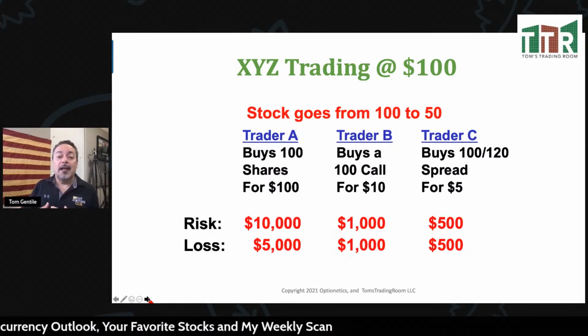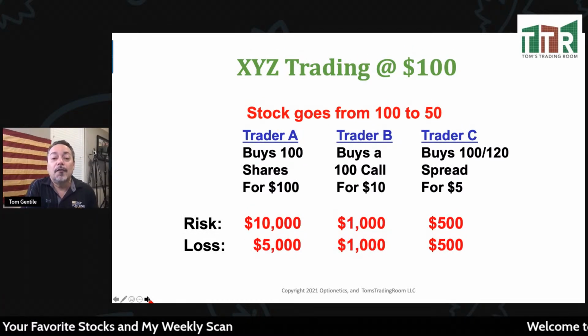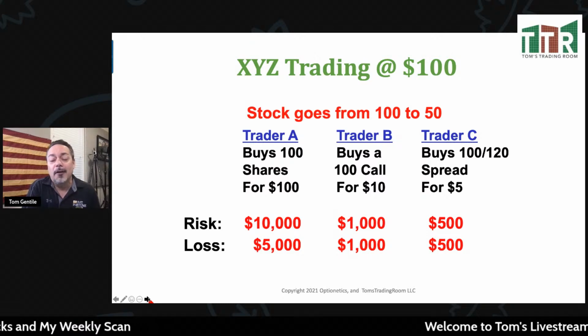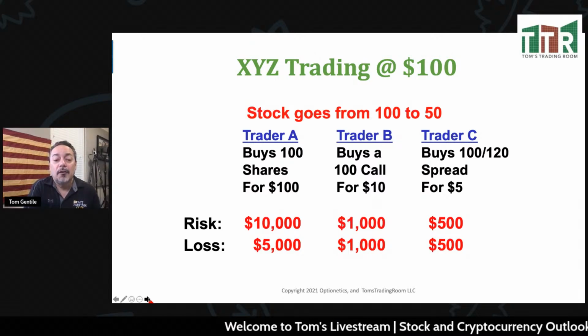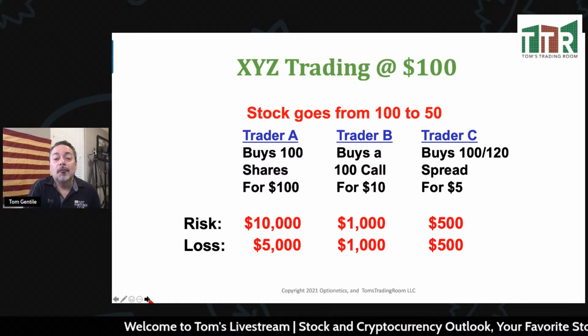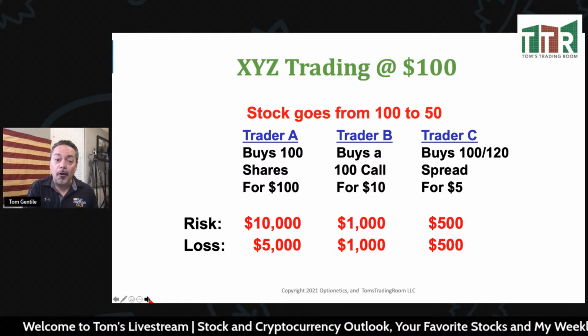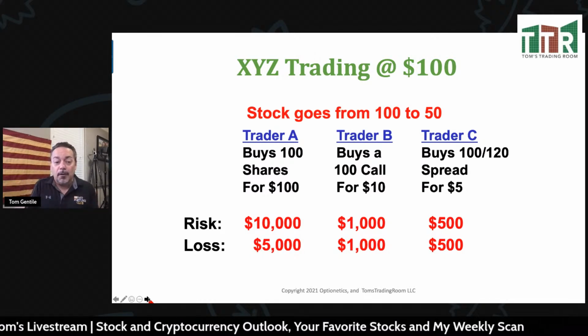What if the stock goes against you? I already gave you an idea. If the stock goes to 50, what happens? All of these traders lose money. The stock trader is going to be down 50%. The option traders, both the call trader and the call spread trader, are going to lose everything. They're going to lose their 100%.